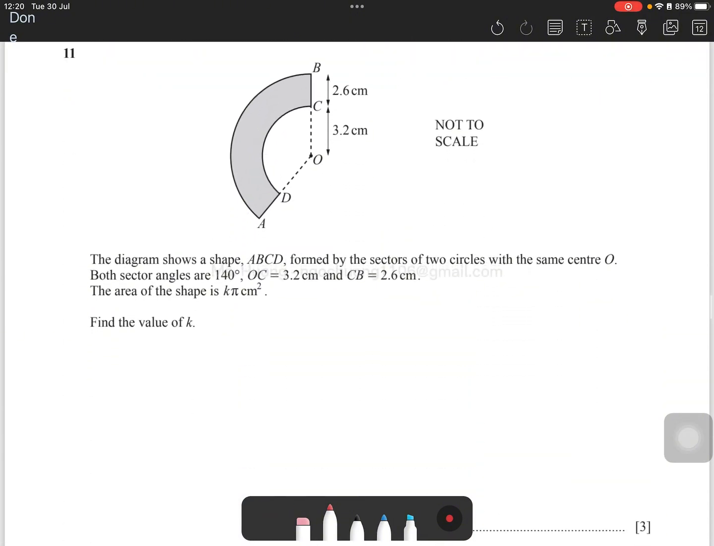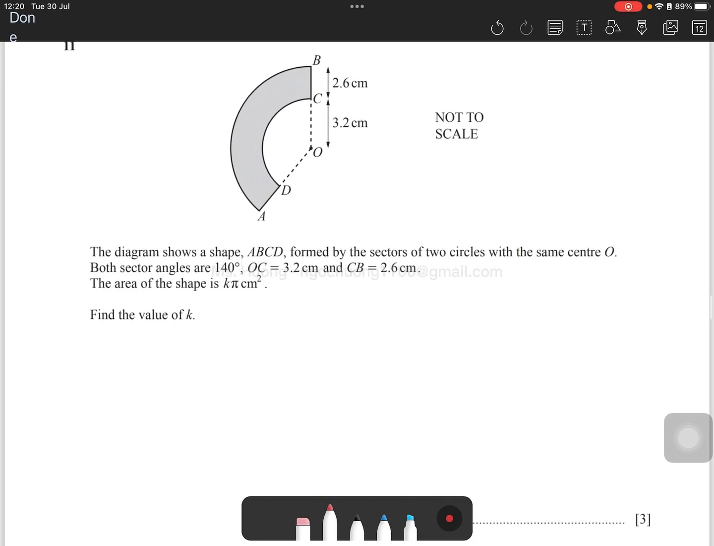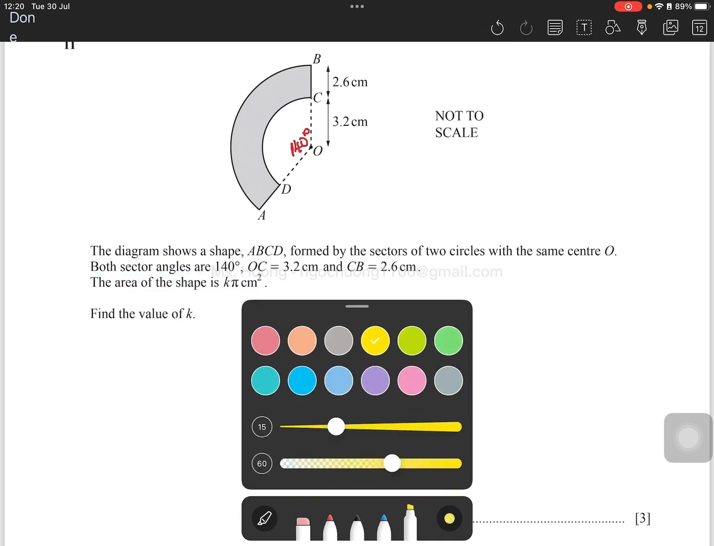Question 11. The diagram shows a shape ABCD formed by the sectors of two circles with the same center O. Both sector angles are 140 degrees. OC is 3.2 centimeters and CB is 2.6 centimeters. The area of the shape is K pi. Find the value of K.